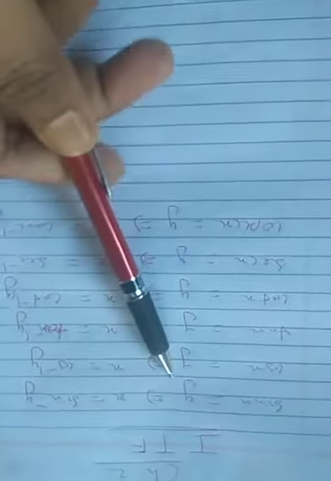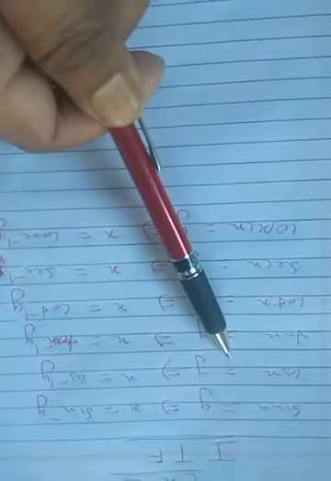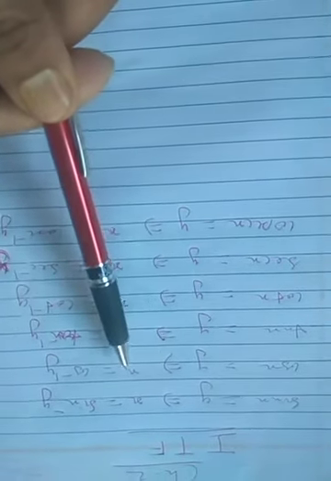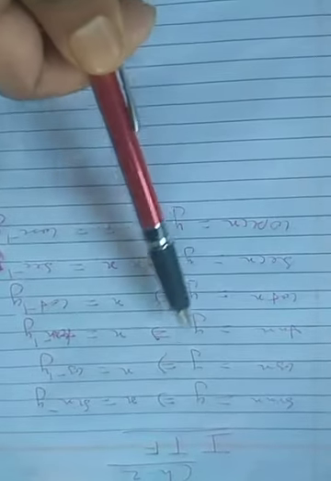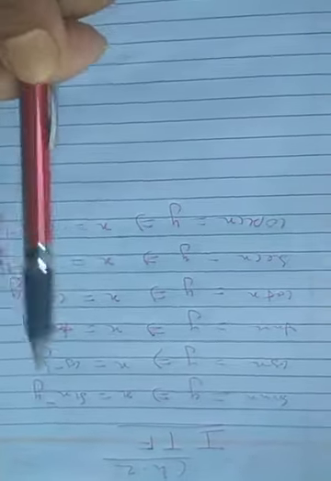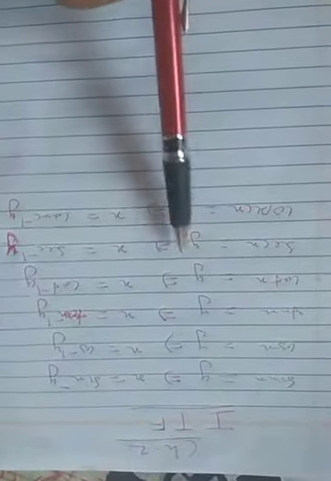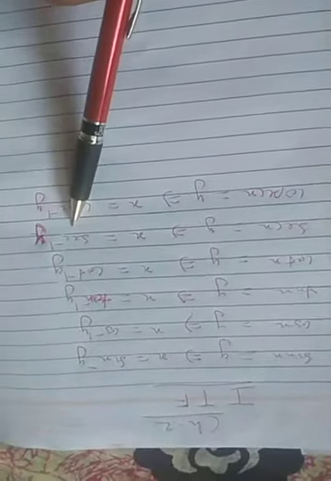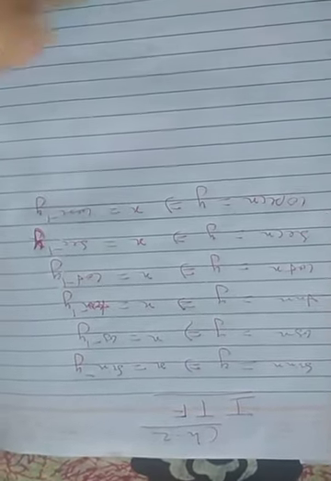Now the function sin x equals y can be related as x equals sin inverse y. Similarly, cos x equals y can be related as x equals cos inverse y. Tan x equals y, x equals tan inverse y. Cot x equals y, x equals cot inverse y. Sec x equals y, x equals sec inverse y. Cosec x equals y, x equals cosec inverse y.